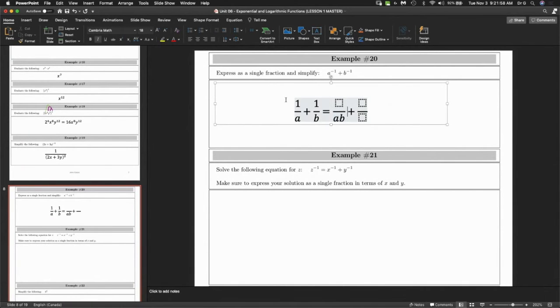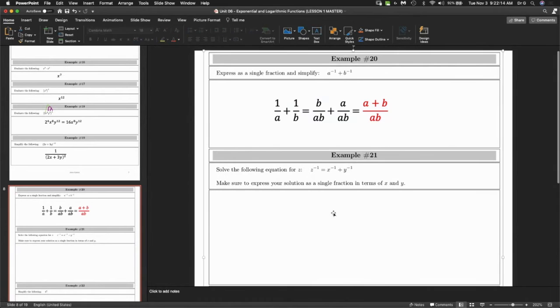Thank you, Matthew. So that means that the first one I need to multiply by b, and the second one I need to multiply by a, which gives us the desired result. So that's a plus b over ab. That's the answer right there. Pretty cool. Nothing too dangerous.